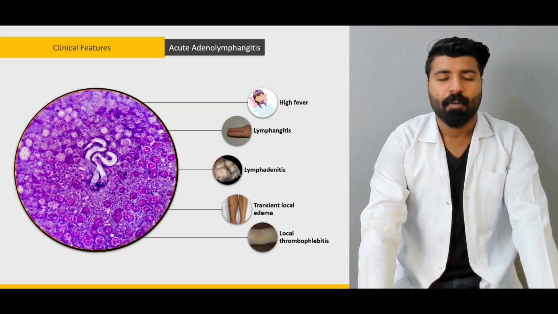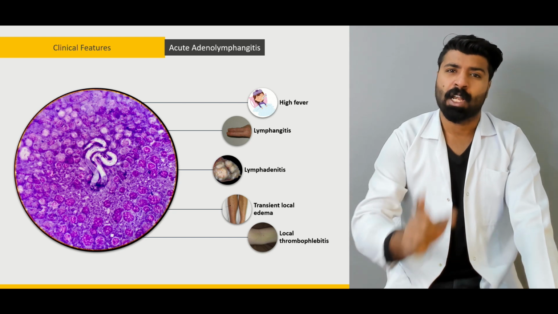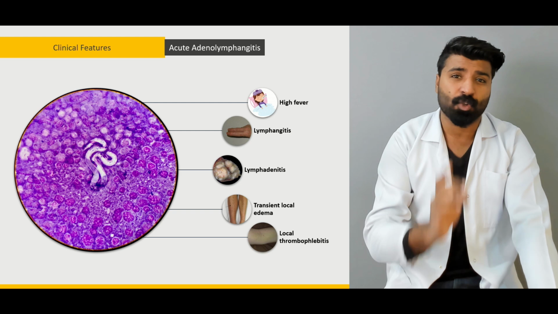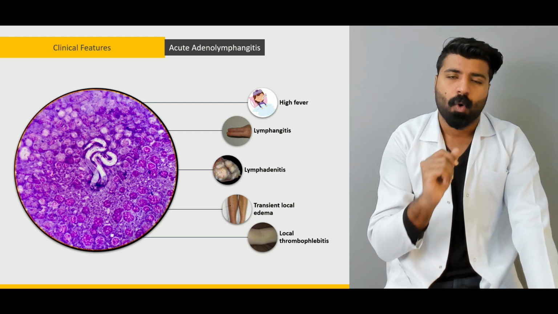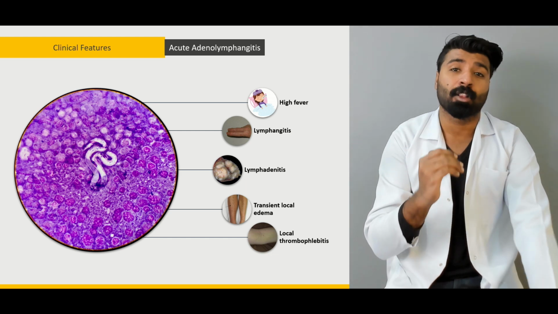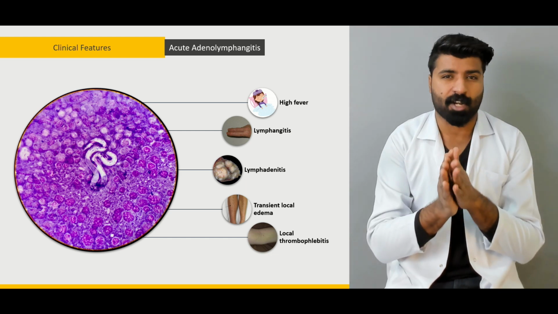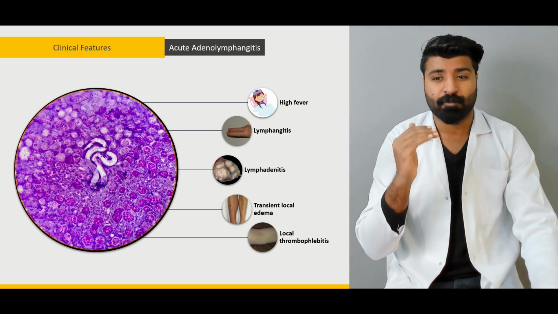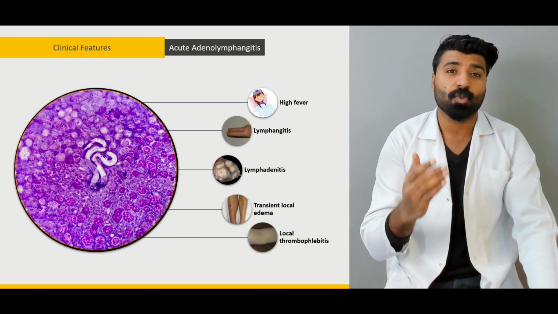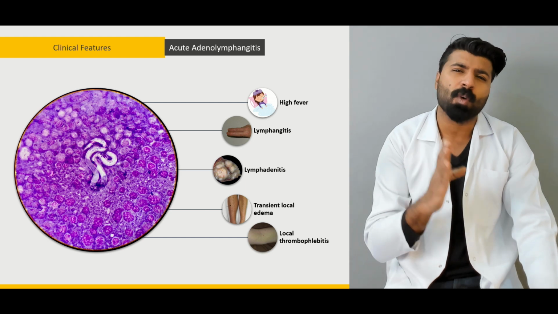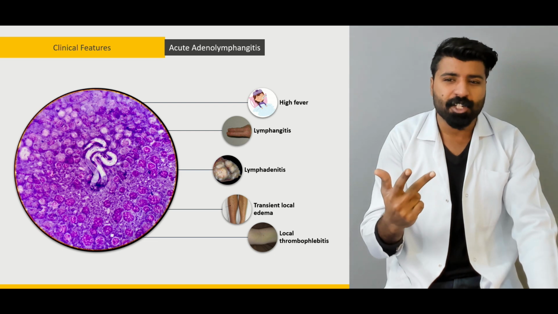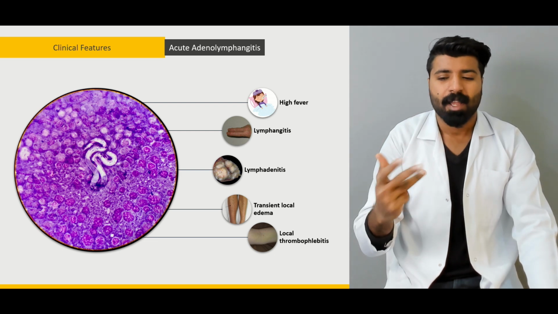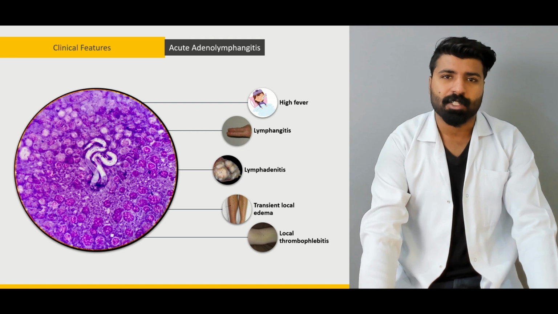So transient local edema will come in, and next on, if it's not treated in time, it will lead to local thrombophlebitis. Now these are the clinical features of not this pathology, but actually a symptom of this pathology, a stage of this pathology. Once a certain parasitic load has been achieved and not treated yet, this will lead to acute adenolymphangitis, which will cause what symptoms? Fever, lymphangitis, lymphadenitis, transient local edema, and next on local thrombophlebitis.